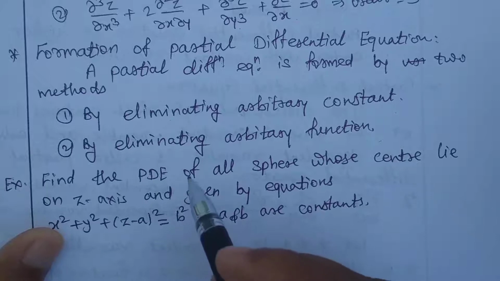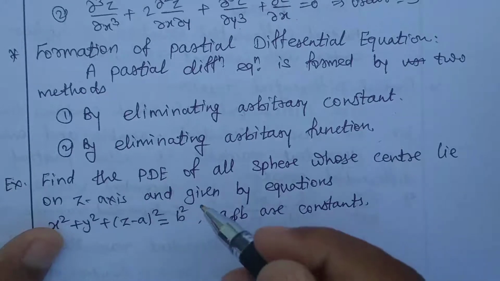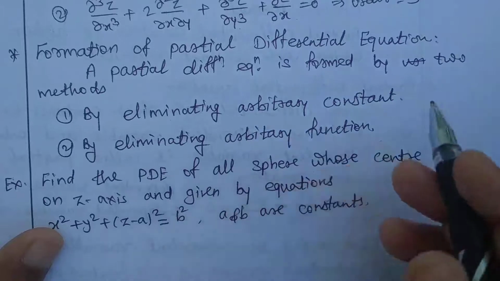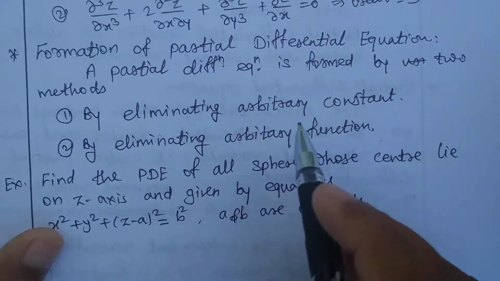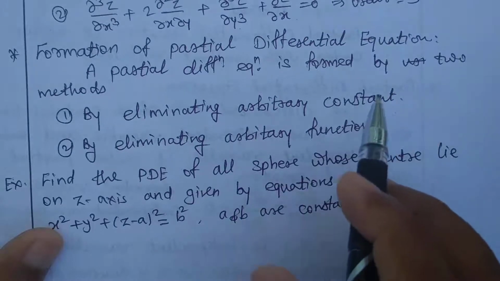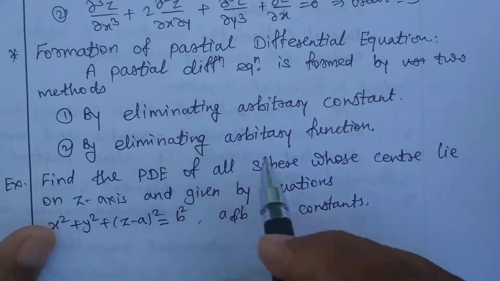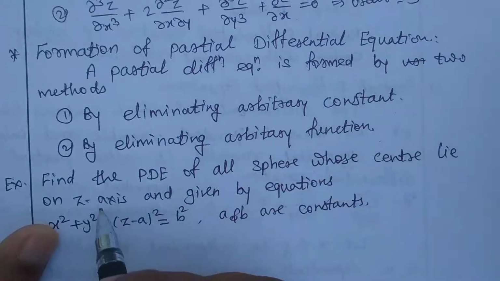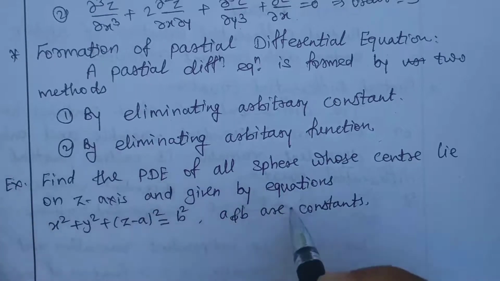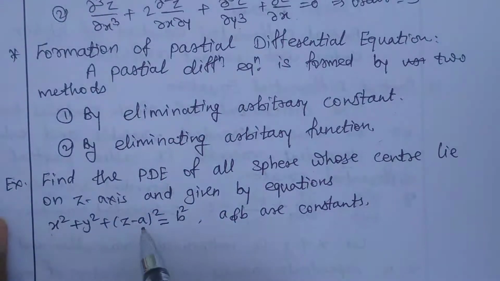So you will get x² + y² + (z−c)² = r², because the center lies on the z axis, and we write (z−c)² as it is. This type of equation is the equation of a sphere whose center lies on the z axis. Here the equation is already given as x² + y² + (z−a)² = b²; instead of c they use a, and instead of r they use b.